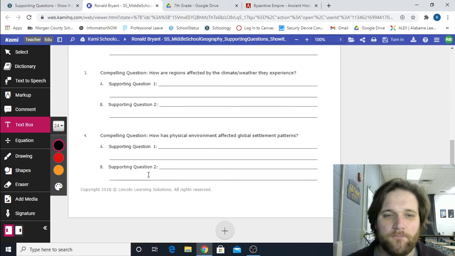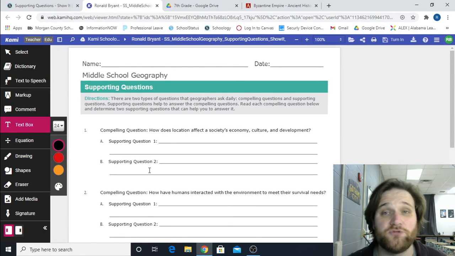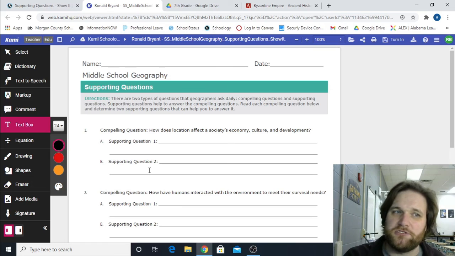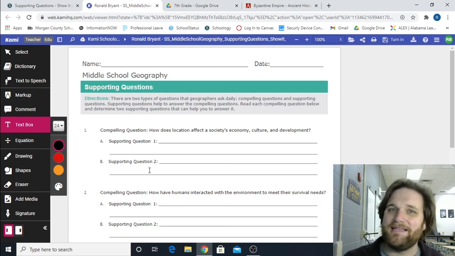So there are 4 compelling questions here, and you're coming up with 2 supporting questions for each one. Like I said, the clue is when you are looking at the compelling question, think about the questions that come to your mind when you're reading it. If you don't understand it, that's kind of what we're going for here, because the supporting questions aid in the understanding of the compelling question. So if you read the compelling question and there's something that you're unsure of, that can lead you down the road to a very good supporting question.